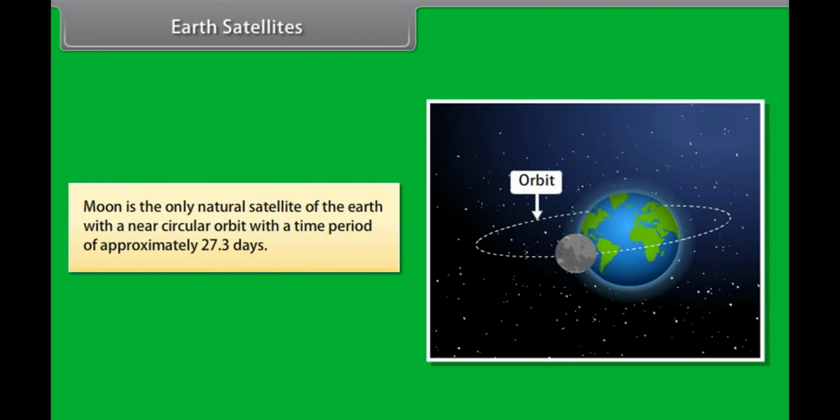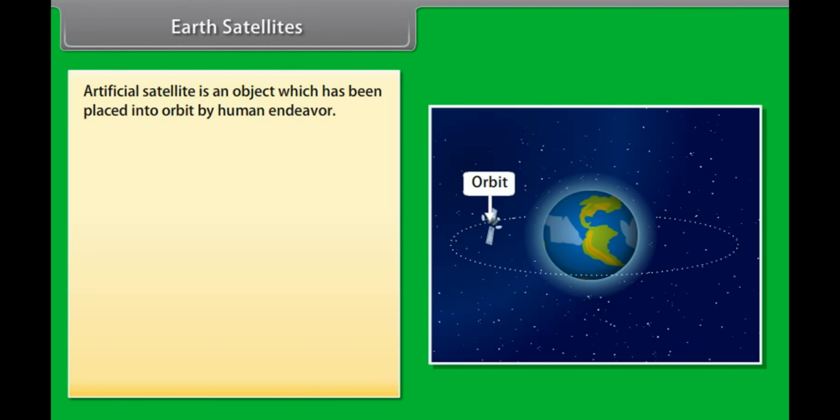Moon is the only natural satellite of the Earth with a near circular orbit with a time period of approximately 27.3 days. An artificial satellite is an object which has been placed into orbit by human endeavor.